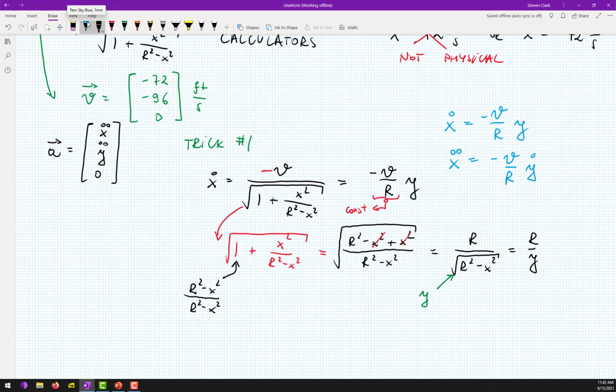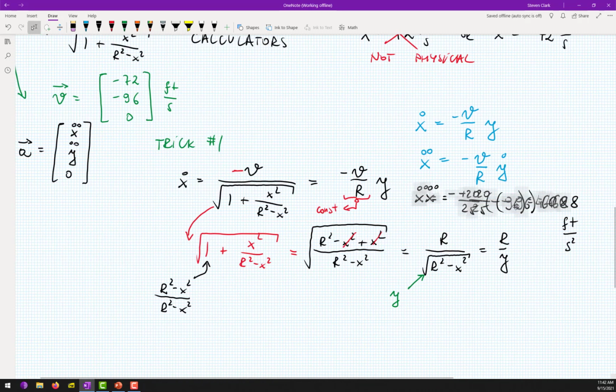So our x double dot will be minus 120 divided by 25. And if I remember correctly, y was minus 96. Grab your calculators and obtain that this is 460.8 feet per second square. I don't have space. Okay.